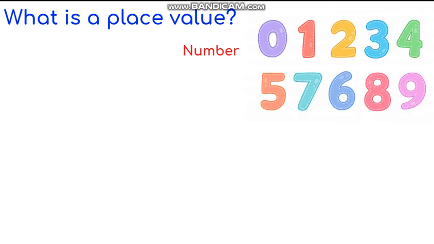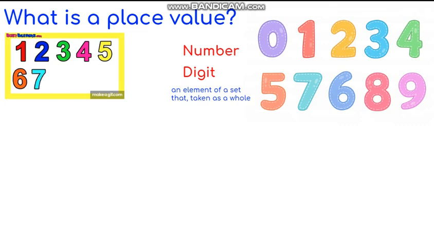Aside from numbers, in place value we also hear the word digit, which is an element of a set taken as a whole. 1, 2, 3, 4, 5, the same as numbers, but when it goes to 10, it already becomes a two-digit number because there is number 1 and number 0 in it. If it's only 1 to 9, that's what we call a single digit because there is only one number. 10 is a two-digit number because there are two numbers in it.